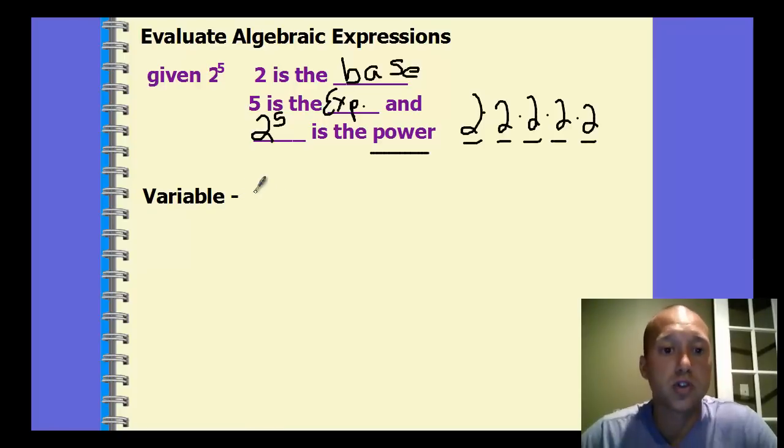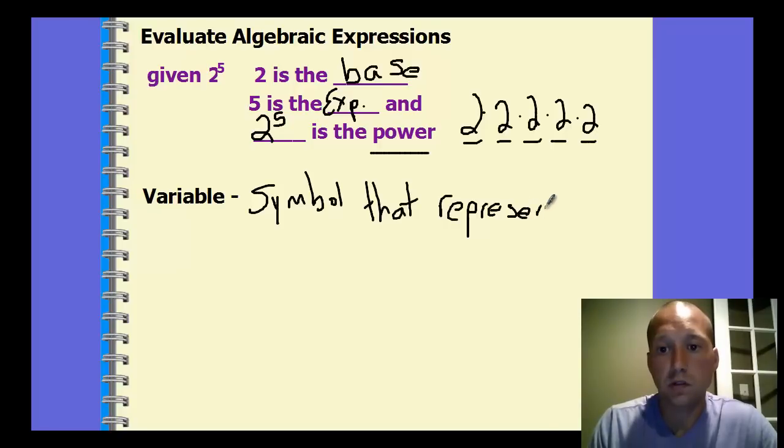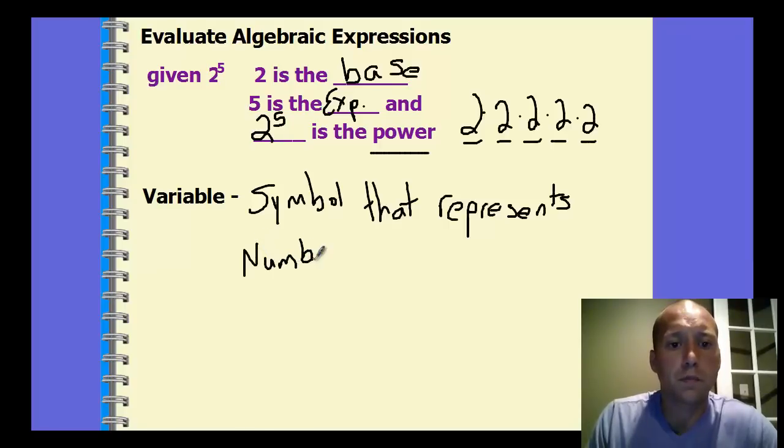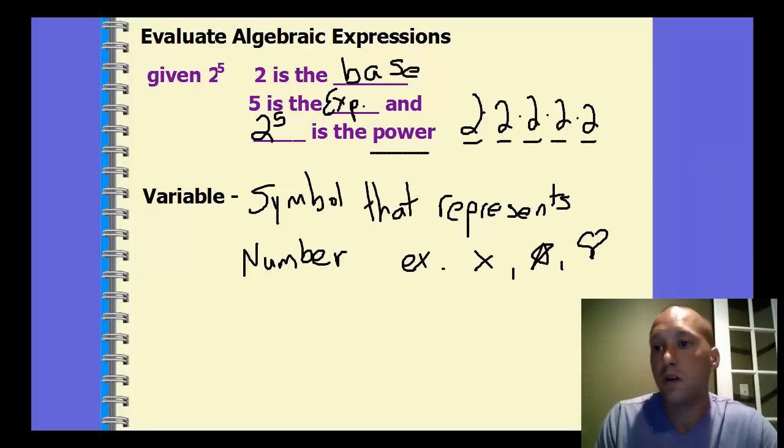A variable is just a symbol that represents a number. I'm getting used to my tablet, which is very small. So wherever you see a symbol, for example X, it really means a number. We just don't know what it is. It could though be a star, it could be a heart, it could be whatever you wanted to, just examples of variables.